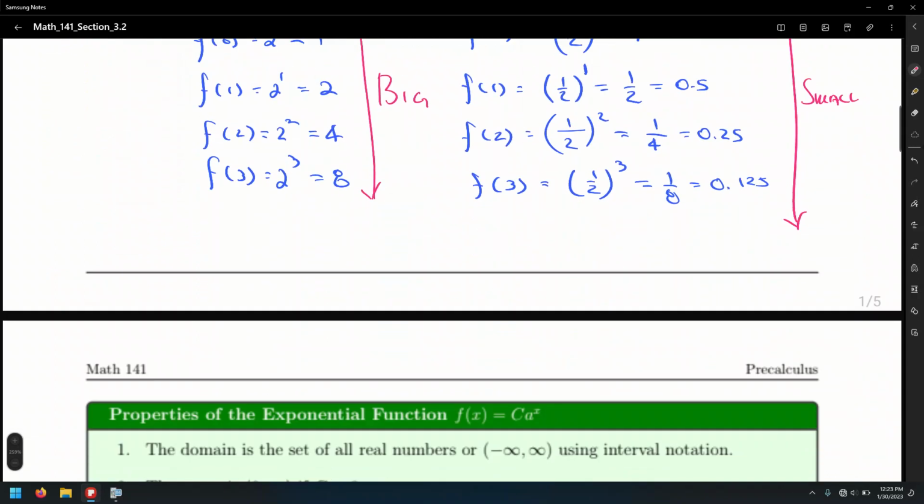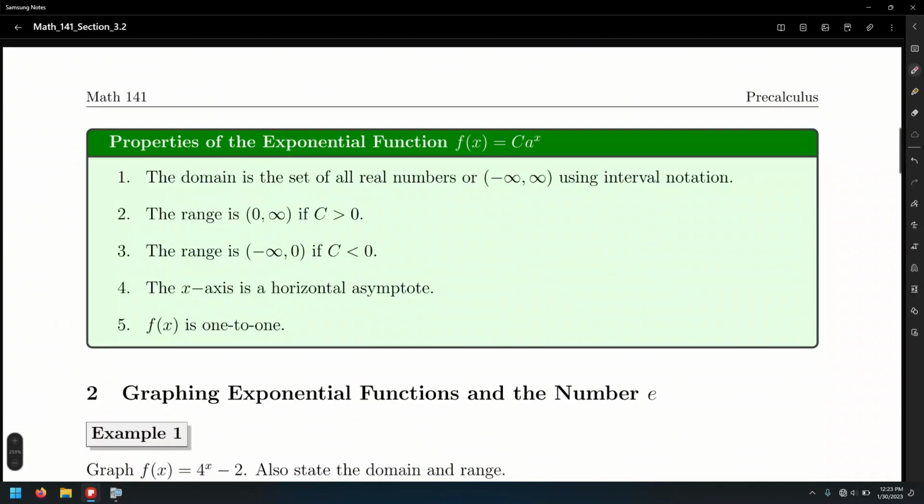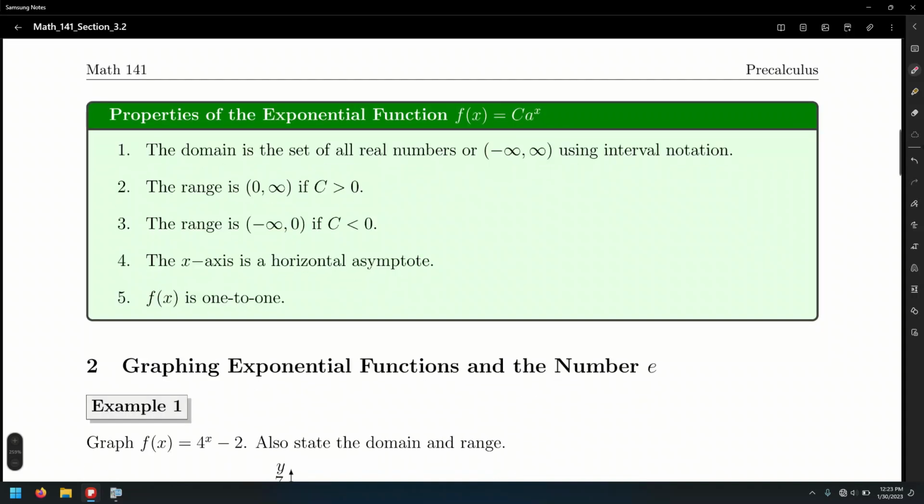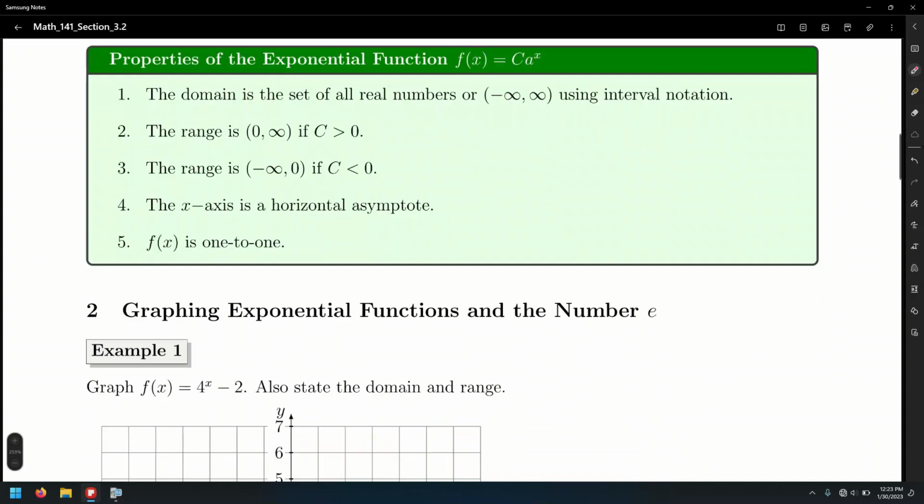Okay, let's look at these properties. And yes, so the domain is all real numbers and the range is from 0 to infinity, and be careful with the 0. The 0 is not included in the range. That's why we have that parenthesis, and in fact it goes asymptotically to 0. The x-axis is a horizontal asymptote, and it's 1 to 1. Yes, because it passes the horizontal line test in the same way that it passes the vertical line test.